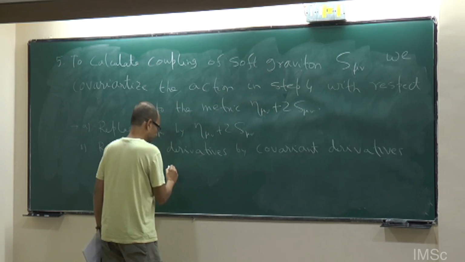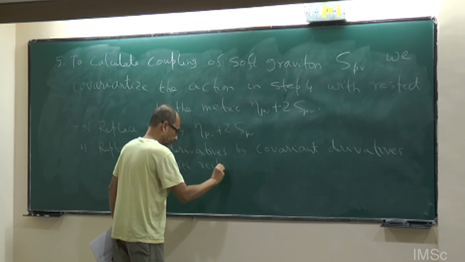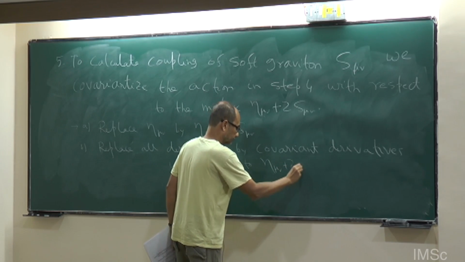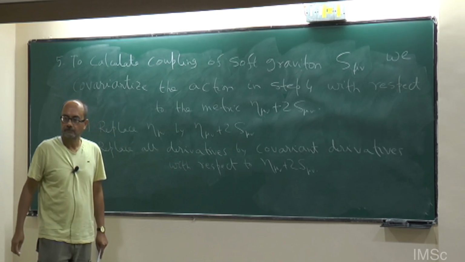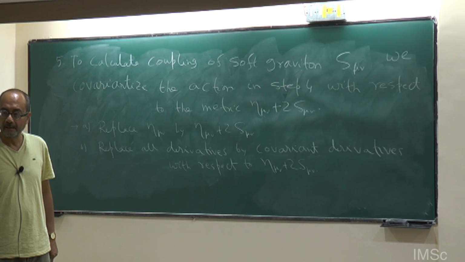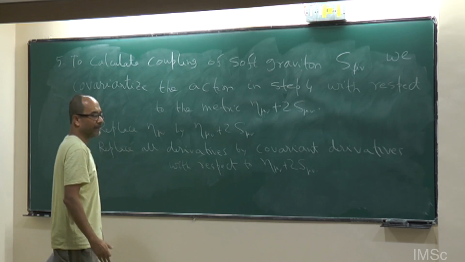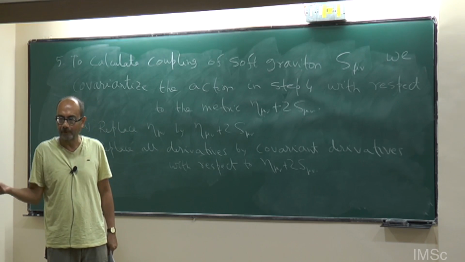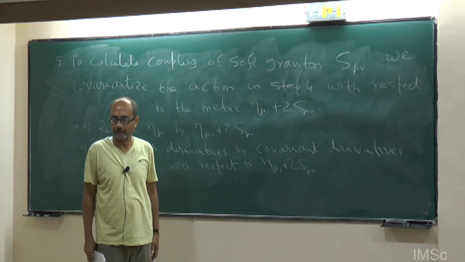With respect to the soft metric. Why? Oh, that's just a matter of convention, right? Because ultimately we will be working with vierbeins where you have to take the square root, right? So there it will be S mu nu, but it's just a matter of convention.